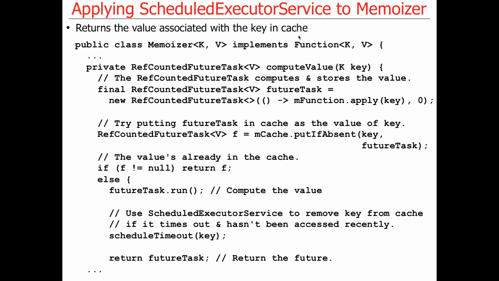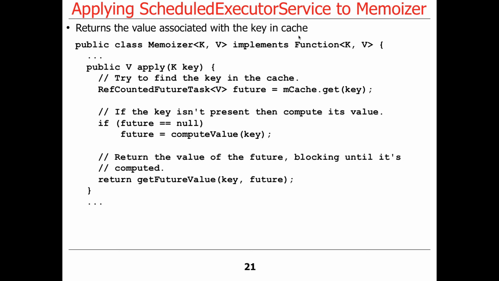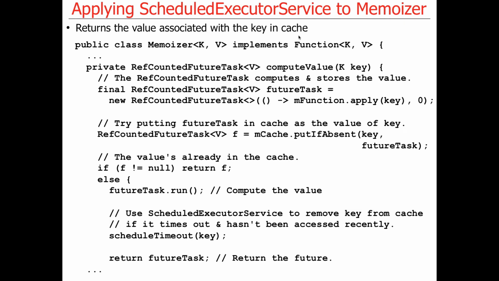OK, here is computeValue. So this is the thing that's going to get called if this is the first time in. So you can see what we do is we create a RefCountedFutureTask. We pass it a lambda expression, which will go ahead and actually do the call, which will apply the function. And we pass it a 0. And I'll talk about why we pass it a 0 later.